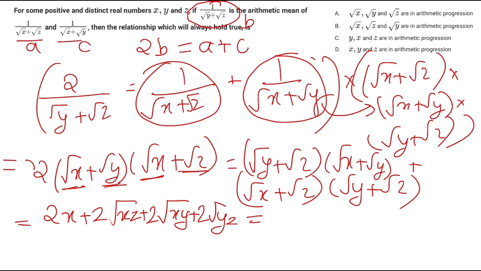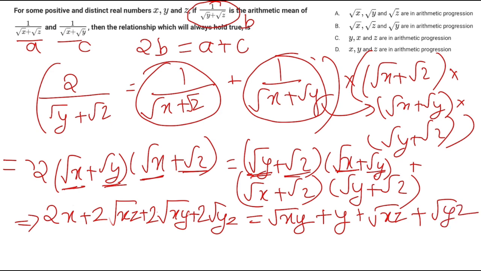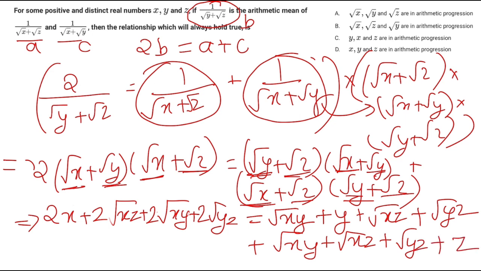Now, on the right hand side, we have to be slightly careful. Root y into root x will be root of xy, right? Plus root y into root y, these two terms will give you y. Root z into root x will give you root of xz. Root z into root y will give you root of yz. Okay, plus root x into root y will be root of xy. Plus root x into root z will be root of xz. Root z into root y will be root of yz. Plus root z into root z is z.